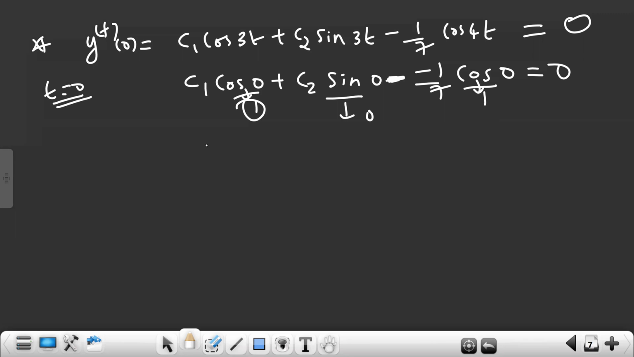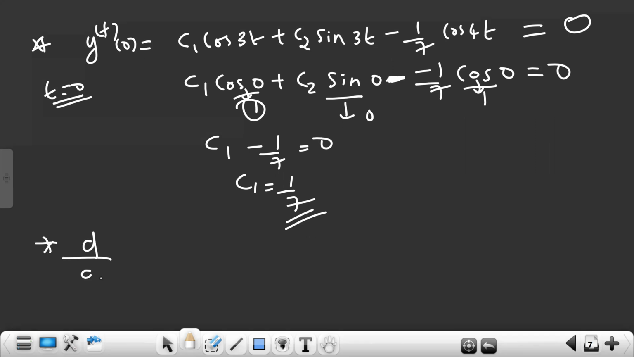Now after applying this, we will get C1 minus 1 by 7 equal to 0. C1 equal to 1 by 7. Have you got this? C1 is 1 by 7. Now to find C2, what we have to do? We have to take the derivative of yf of t. That is the second initial condition, and apply t equal to 0 in that value. Why are we going for the second initial condition? Because we have two constants C1 and C2 to find out.